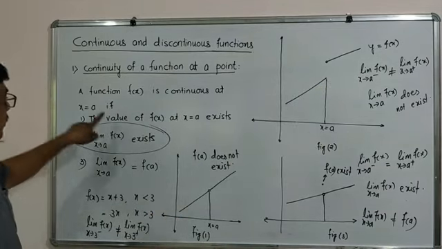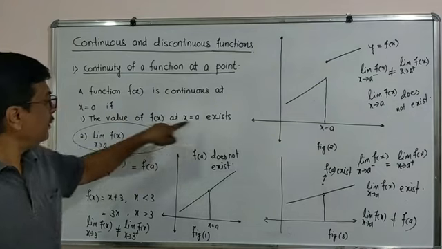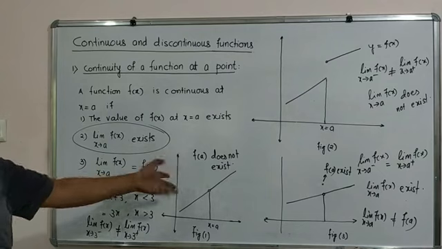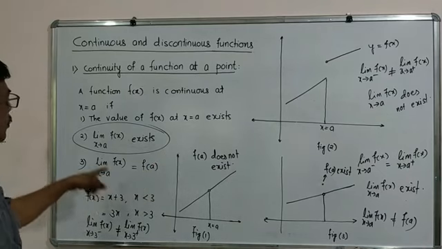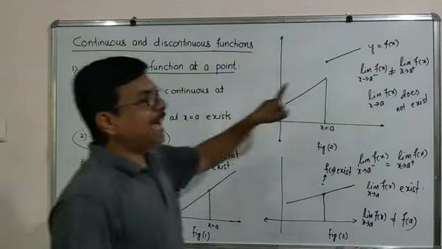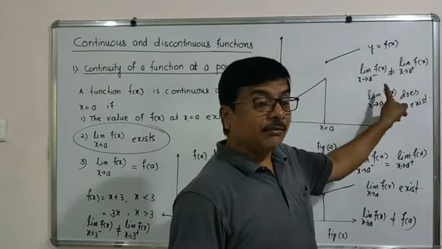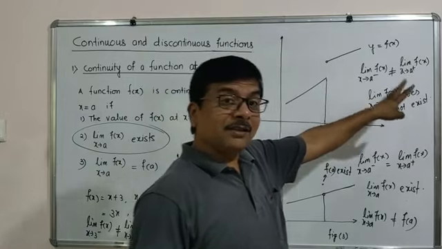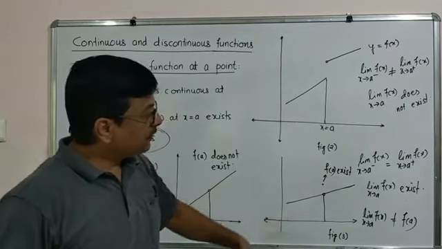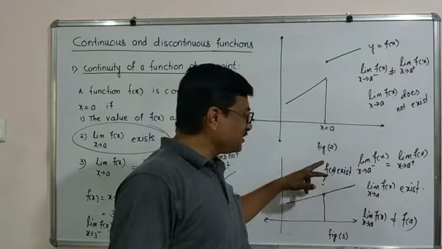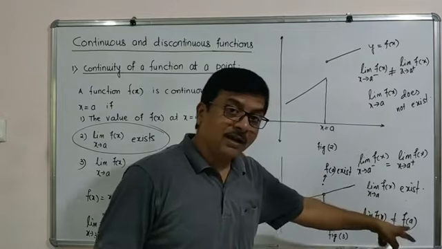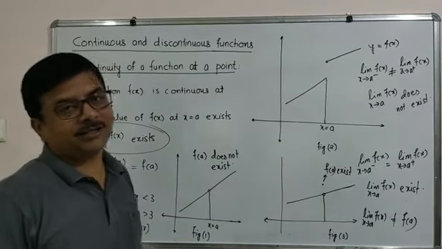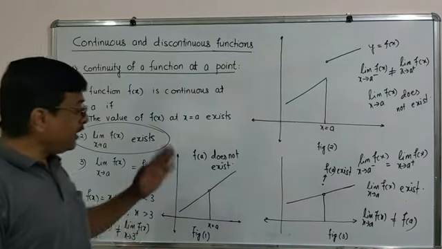In the first function, the first condition is not satisfied, means value of f of x as x tends to a does not exist, means we have no idea about the value of function at x is equal to a. In the second function, as LHL and RHL are not equal, therefore limit of f of x as x tends to a does not exist. And in the third function, the limit exists as well as the value exists, but they are not equal. Hence all these three graphs say that these functions are not continuous at x is equal to a.